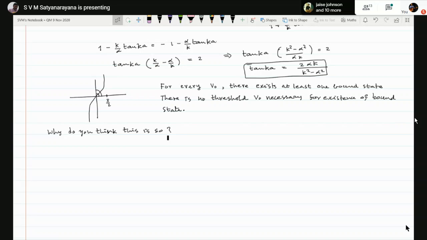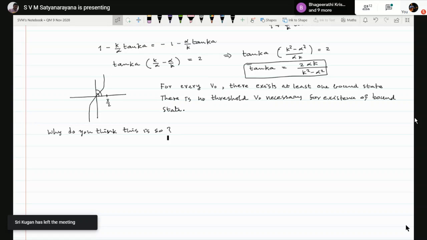But what is happening physically? Why is there a threshold V naught required for the one-sided well, and why is there no threshold V naught required for the both-sided well? Is there any physical way to understand this?